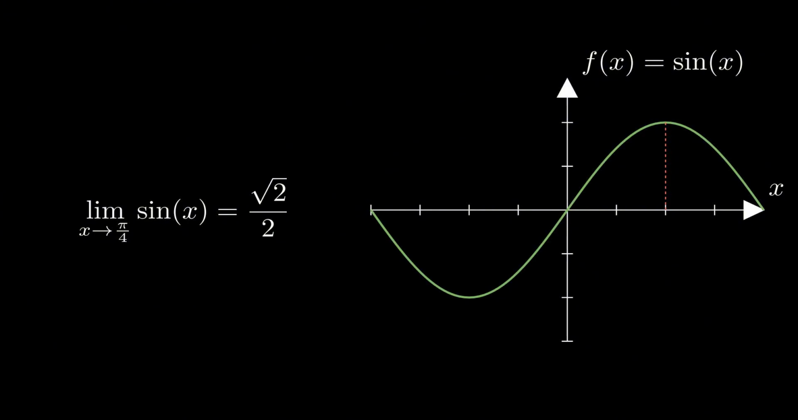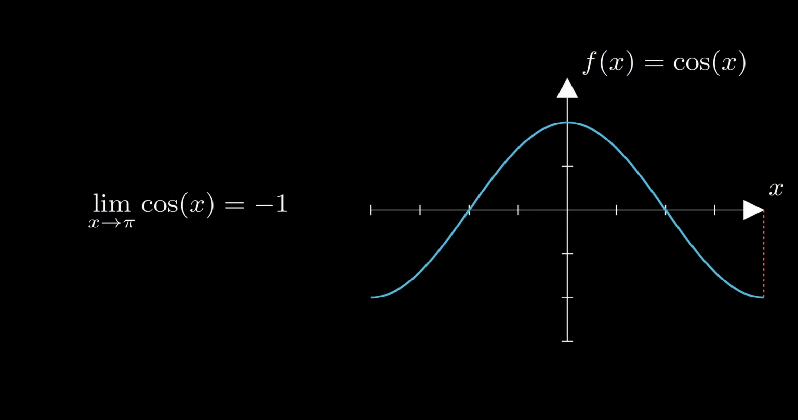Simple, right? Similarly, if we want to find the limit of cosine of x as x approaches pi, we just substitute and get cosine of pi is equal to -1. And so, again, you can see it's very straightforward.